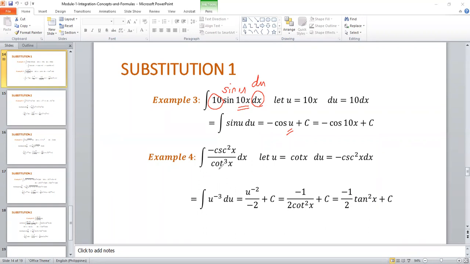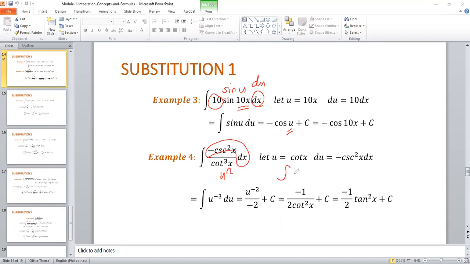So this thing here in the denominator is comparable to u raised to n, where n here will be negative 3 because it's written in the denominator. Now, if you set the u as cotangent x, what is its derivative? It's negative cosecant squared x dx. So meaning, again, the entire expression here in the numerator is the du of the cotangent. So it's like writing it in this manner.